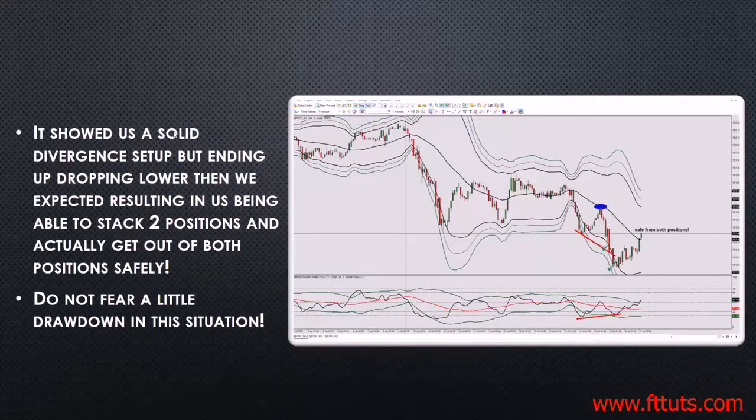It showed us a solid divergent setup, but ended up dropping lower than we expected, resulting in being able to stack the 2 positions and actually get out of both positions safely. Do not fear a little drawdown in this situation.